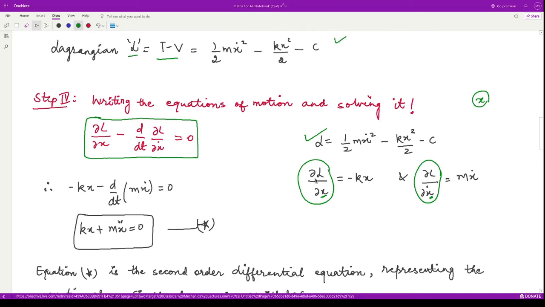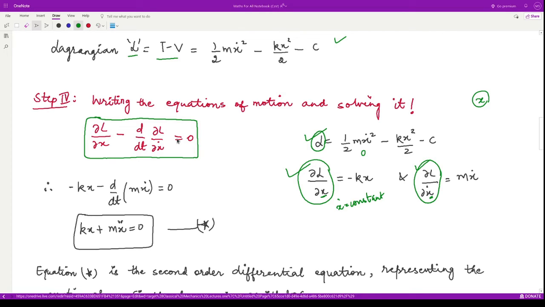So del L by del x would be the partial derivative of this L with respect to x. In this case we'll assume x dot to be constant. If x dot is constant, this term becomes 0. This term would give you minus kx, and this term being constant is also 0. So you have del L by del x as this. In this case, you'll consider the terms containing x to be constant. So this term would give you m x dot, and this term, as it does not contain x dot, would be 0, and this being constant is also 0.